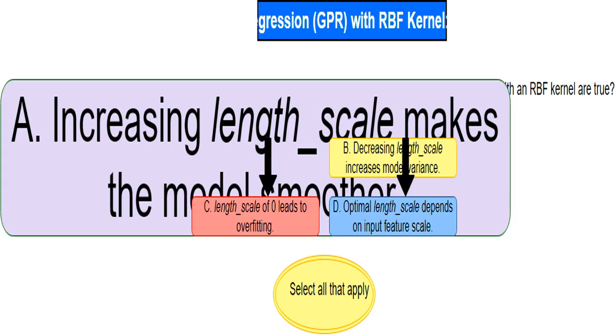Increasing the length_scale makes the model smoother. That's because the model considers more distant data points equally important. It's like drawing a curve through a scatter plot. A larger length scale makes the curve smoother and less affected by the jiggles of individual points. It's like connecting the dots more smoothly.